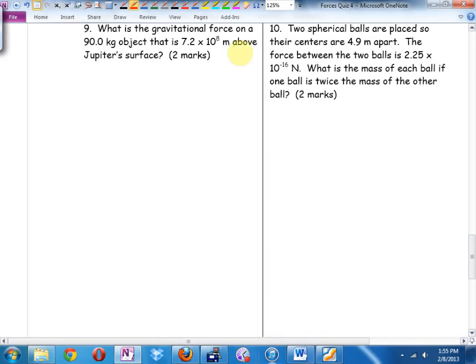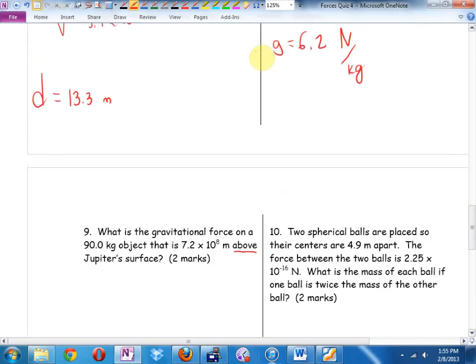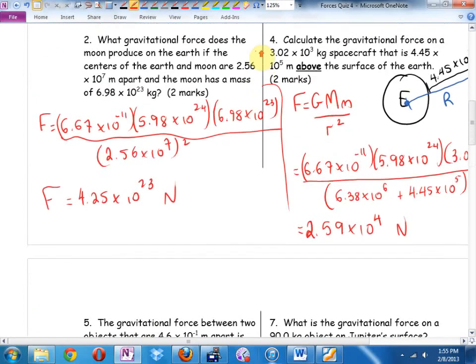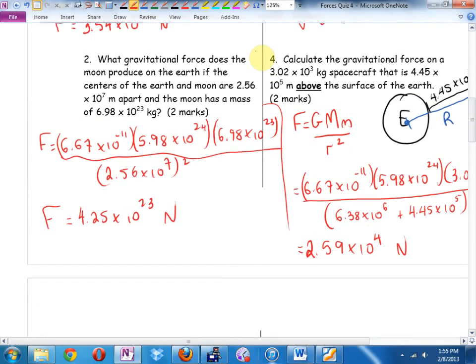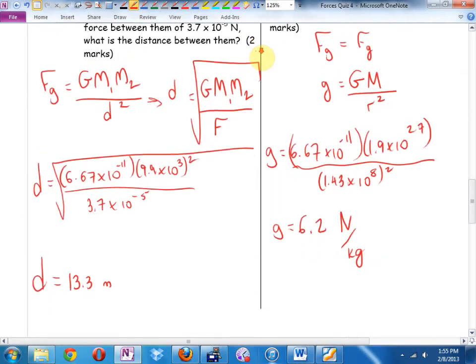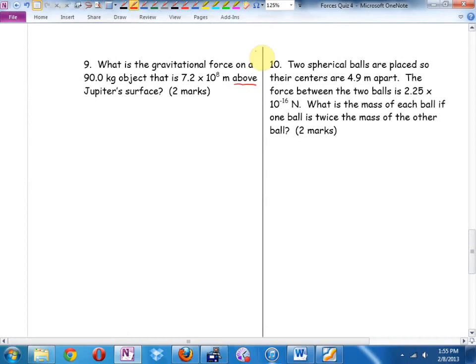You know what? Once again, I see above the Earth's surface. What does that mean? We're going to have to add the radius of the planet to this. This is just the same as question number 4, where they gave us the above, and we had to include the radius of the Earth. I will probably, Enzo, give you one on your test where you are having to include an above and include the radius of the Earth. Okay? They want the gravitational force.